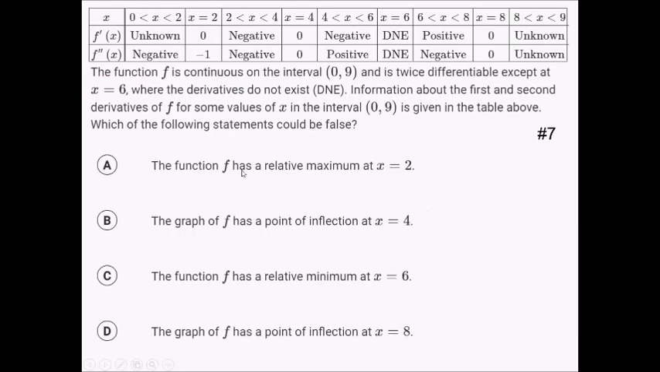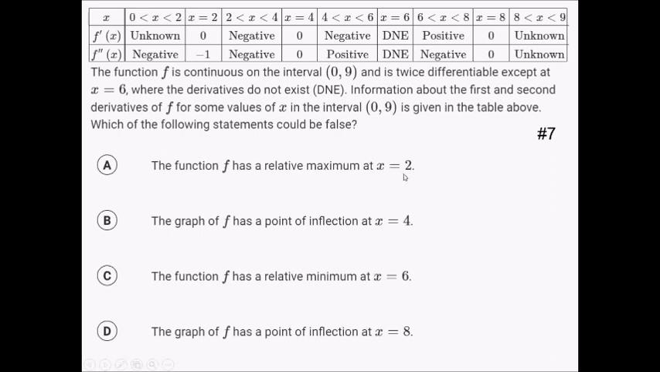On this problem, we're given that f is a continuous function on the interval from 0 to 9. So at the very least, that means the function exists everywhere on that interval, and it's twice differentiable except at x equals 6. They also gave us a table of at least a few of the f primes and double primes and their signs on this interval from 0 to 9. Based off of that, we want to know which of these statements could be false. That means there are 3 true statements and 1 false.